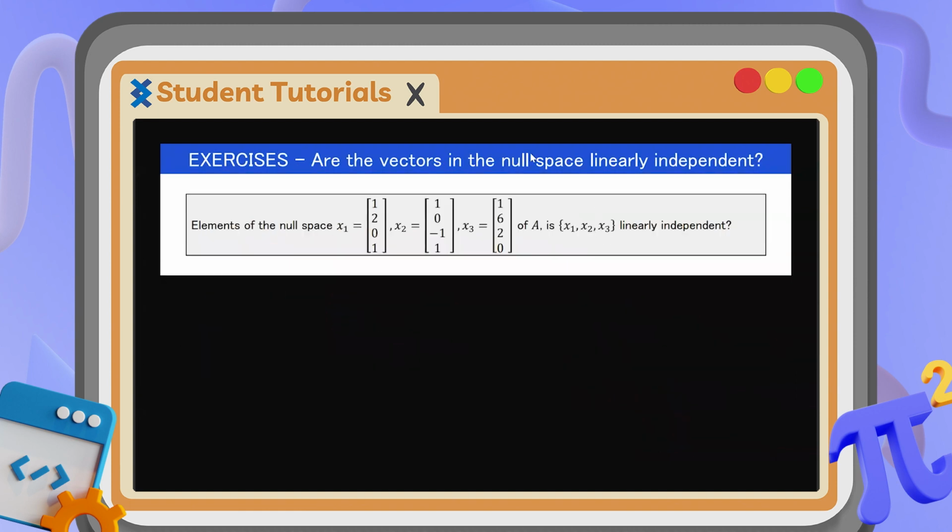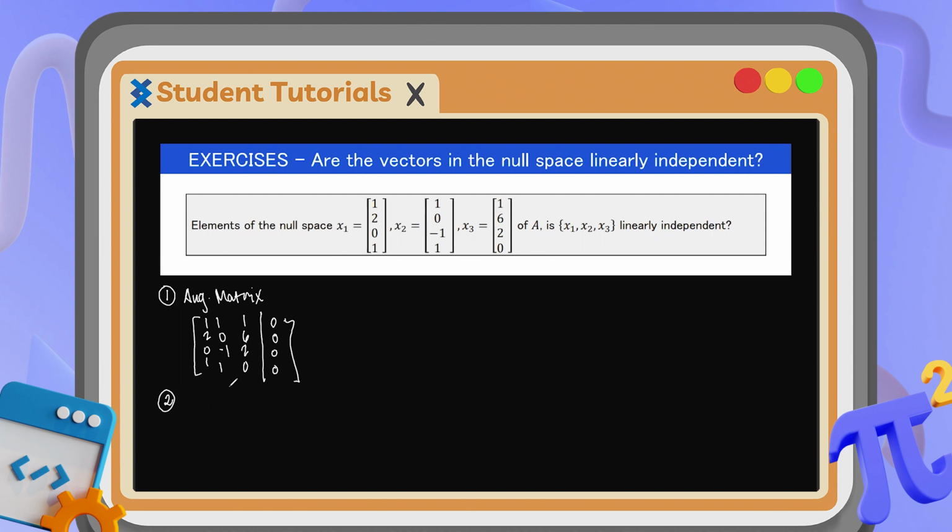So next, we have vectors in the null space, and you want to determine if they are linearly independent. So again, like in the previous items, first, create the augmented matrix, giving us 1, 2, 0, 1, 1, 0, -1, 1, and 1, 6, 2, 0. And then, once we have this, before we proceed, we actually forgot one more step, adding the 0 vector.